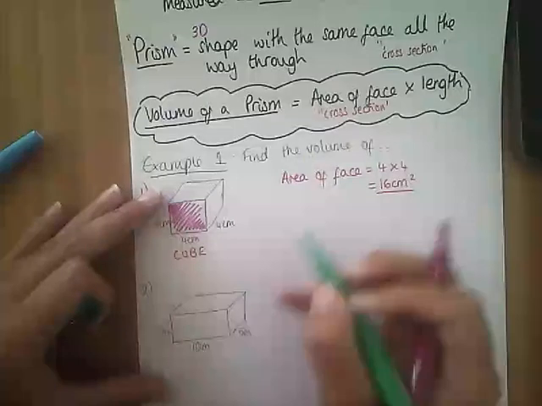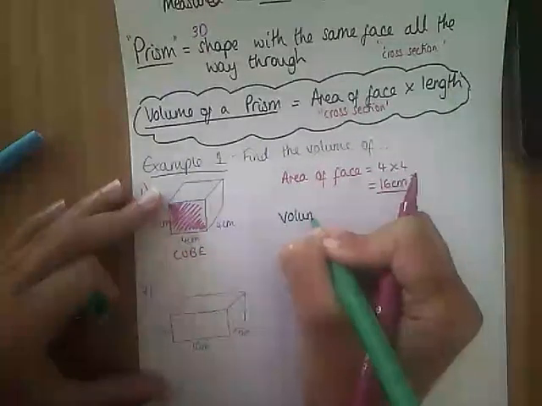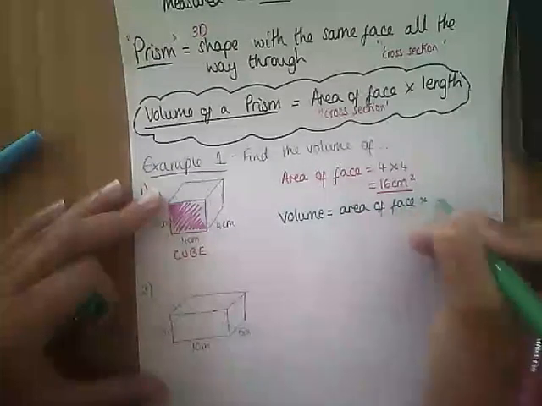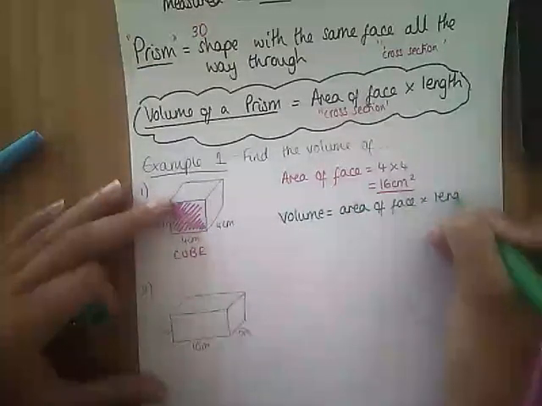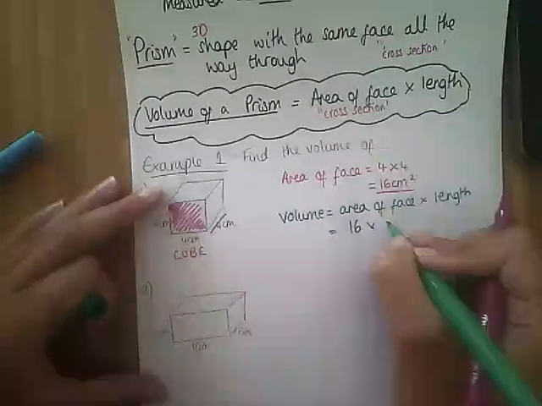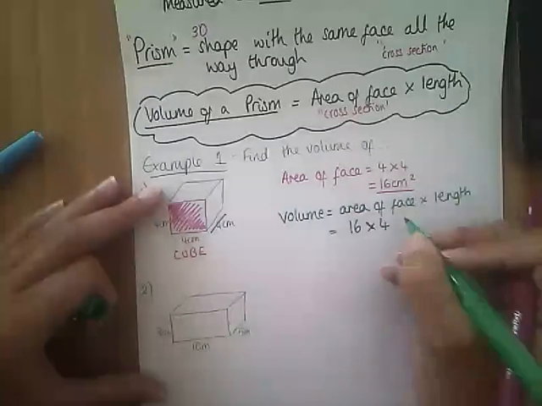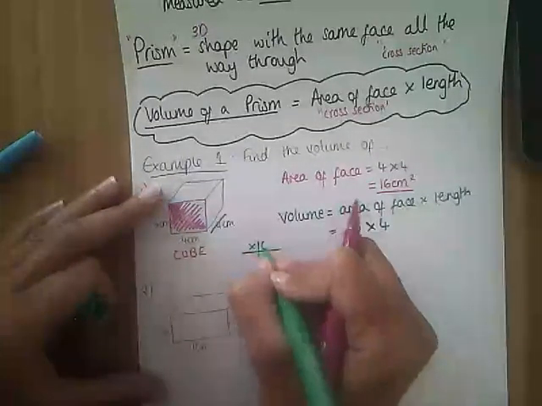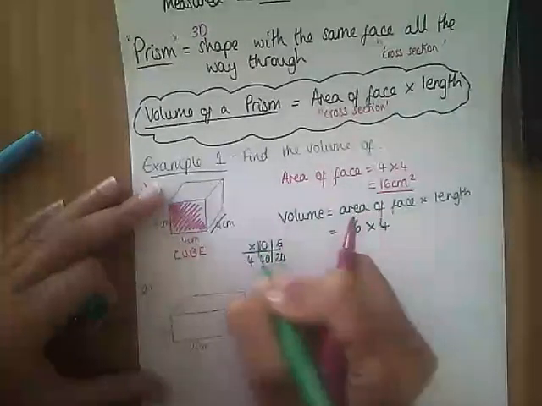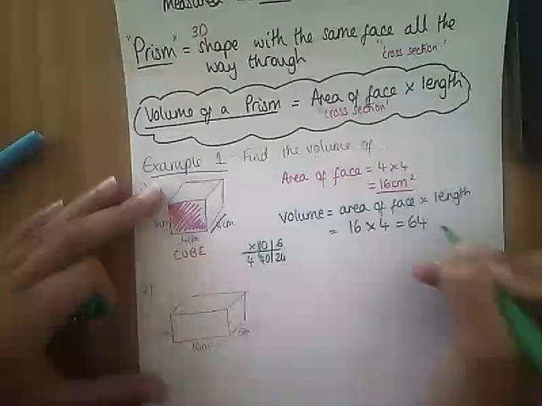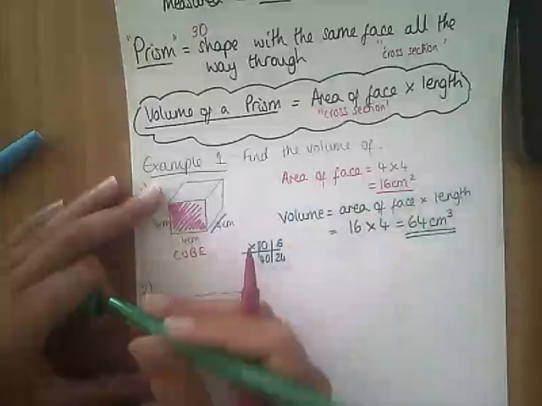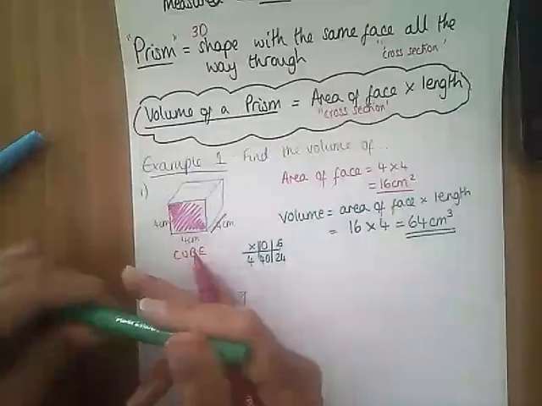Then to calculate the volume of the prism, we're going to do the area of the face times by how far back it goes. It goes back 4 centimetres. So we're going to do the area of the face, which is 16, times by how far back it goes, which is 4. 16 times 4, if you need to use a grid, you can. 10, 6, 4, 40, 24, 40 add 24 makes 64. And as we said up here, it is measured in centimetres cubed. So the volume of that cube is 64 centimetres cubed.